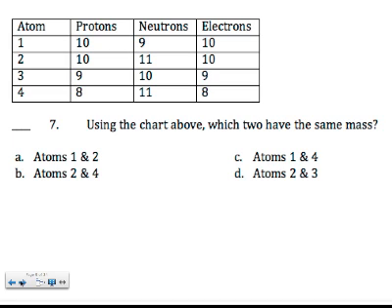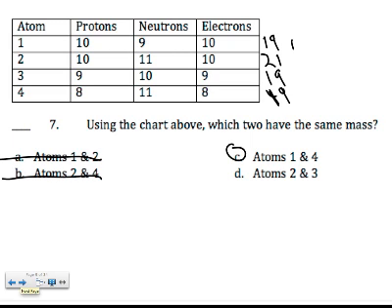Based on the chart above, which two atoms have the same mass? Well, add up the protons and neutrons. For number 1, it's 19. For number 2, it's 21. For number 3, it's 19. And for number 4, it's also 19. So which two are a choice, though? 1 and 2, nope, those aren't the same. 2 and 4 are not the same. 1 and 4, those are the same. 1 and 4 are the same atom, so that's C.